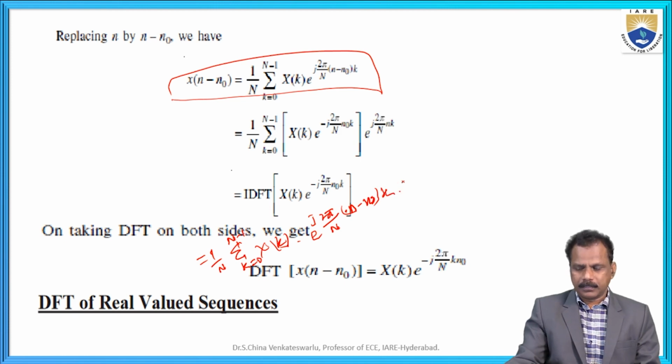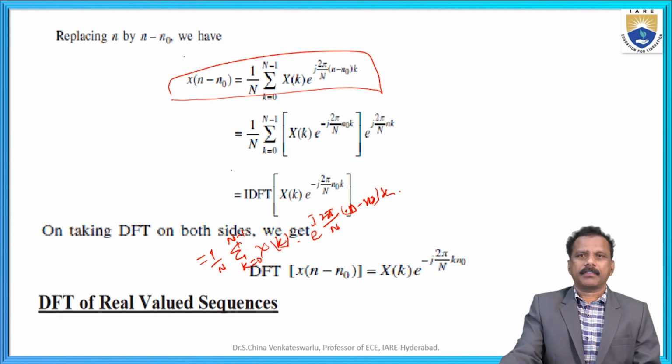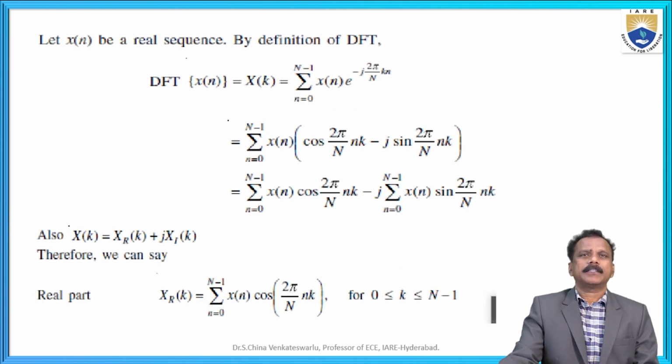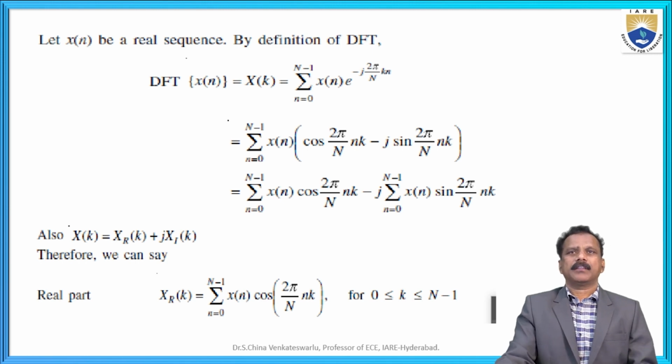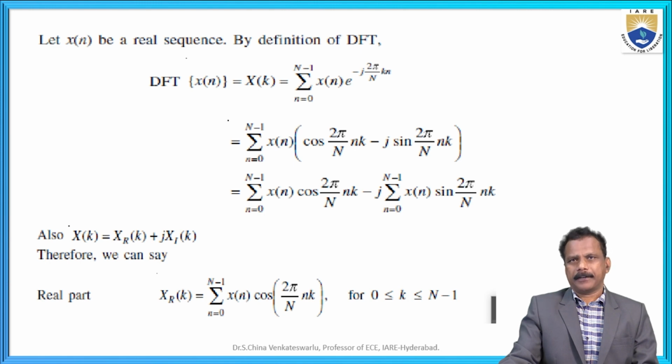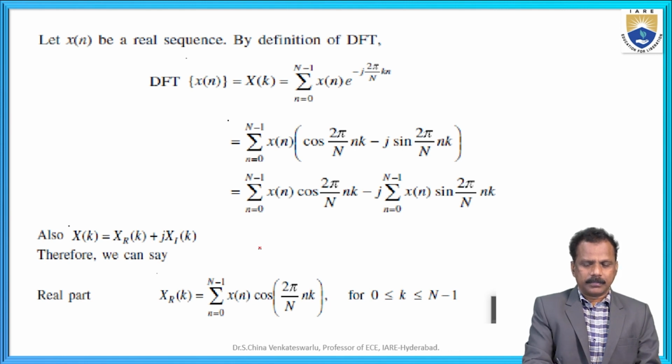Okay, so like this, on taking the DFT on both sides, we get the DFT of x of n minus n naught, x of k into e power j 2 pi by N into k. Now, the DFT of a real-valued sequence: let x of n be a real sequence. By definition of the DFT, the DFT of x of n is equal to X of k, the summation n equal to 0 to N minus 1, x of n into e power minus j 2 pi by N into nk.